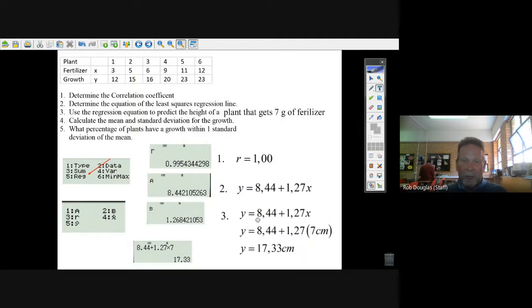So all you do is you use your equation to predict things, and it's so easy. All you want to do is figure out what happens when X is 7 grams. So you put a 7 in for X. Put it into your calculator, 7 times 1.27 plus 8.44. The answer is your prediction for the plant: it'll have a height of 17.33 centimeters. So that's how you use the regression line to predict the height of a plant that gets 7 grams of fertilizer.